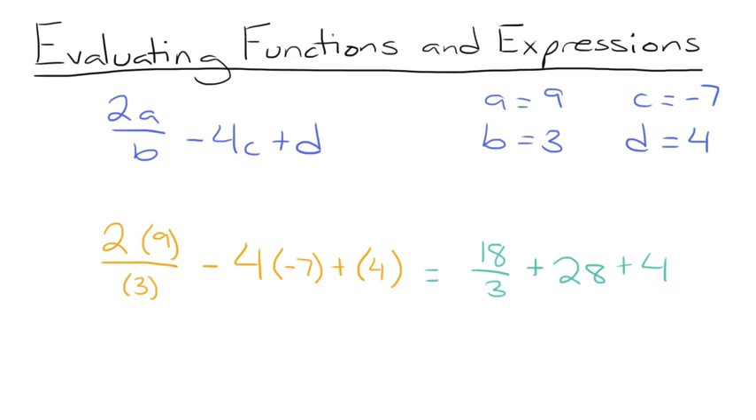Now we're going to divide 18 divided by 3. I'm going to write that over here. 18 divided by 3 is 6, plus 28 plus 4. And finally, we simply add these three numbers and we'll get 38, which is our final answer.